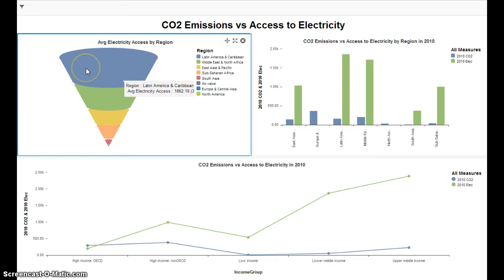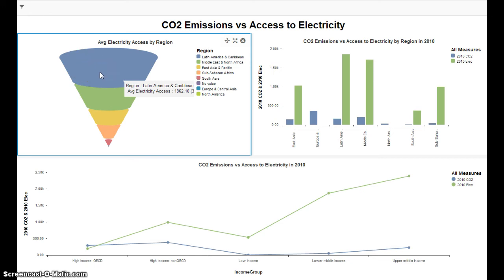So as you can see, the region with the most access to electricity is Latin America and the Caribbean, with an average electricity access of 1,862.10 units. In saying this, electricity access isn't defined only by the first supply connection of the household. It also depends on the location, specified minimum level of electricity, and the amount of people within each household.